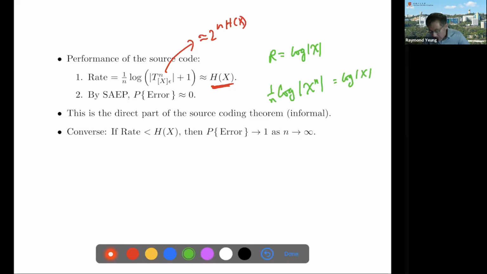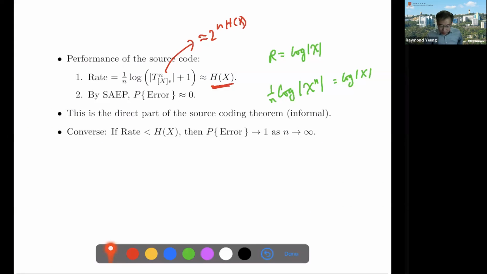Okay? This is the full rate, the uncompressed rate. But now we have a better, more clever way, and then we only need to use this as the rate, okay? Which is strictly less than this, whenever the source is not uniform. If the source is uniform, there's nothing you can do.